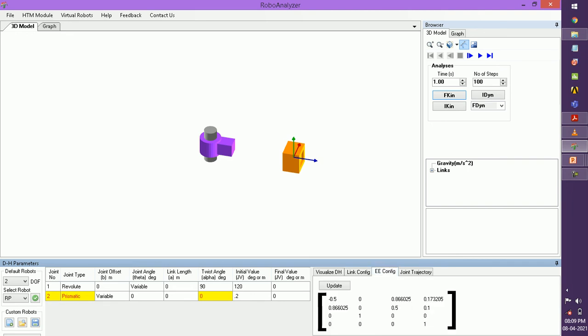So in such a manner, with the help of this software, you can validate your outcome of the robotic link. And this software is free of cost. If you search on the website, this software is free of cost, so you can download it and validate your problems. So this is all from my side.